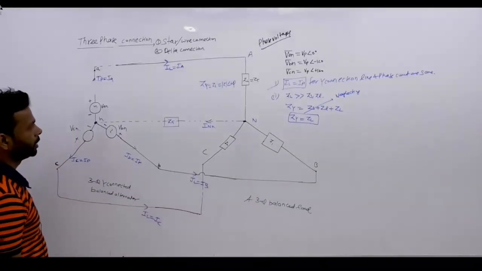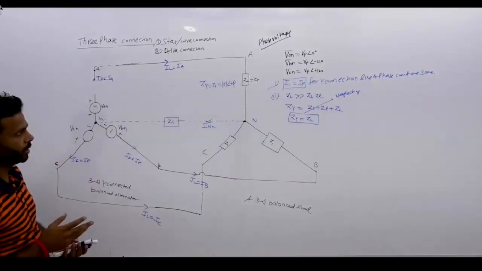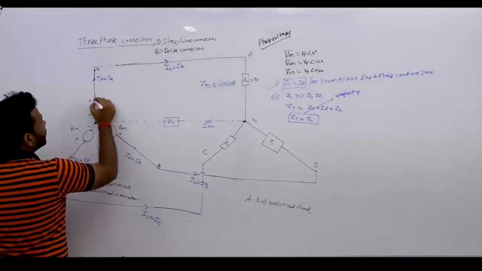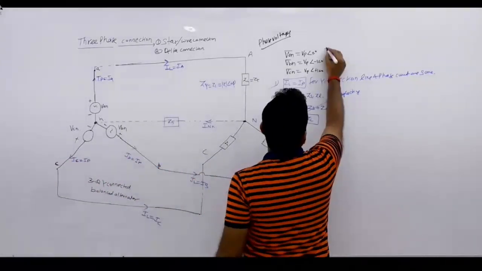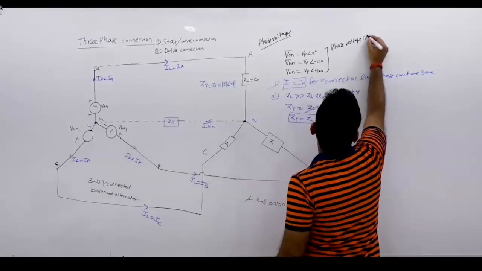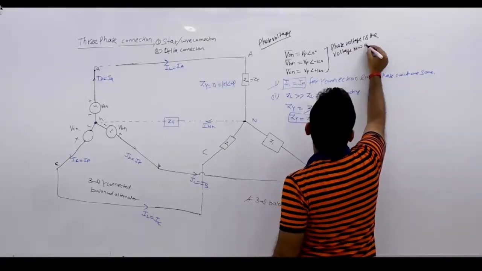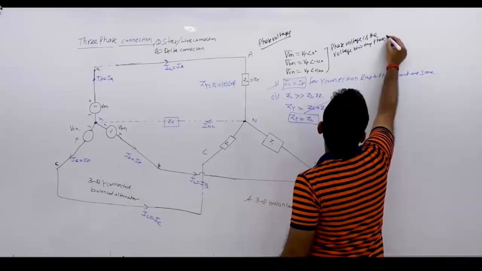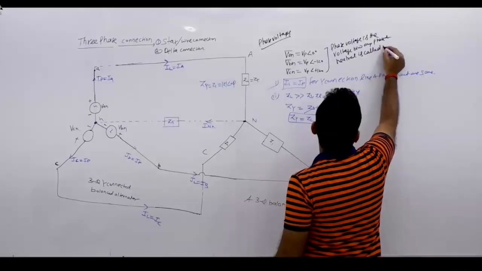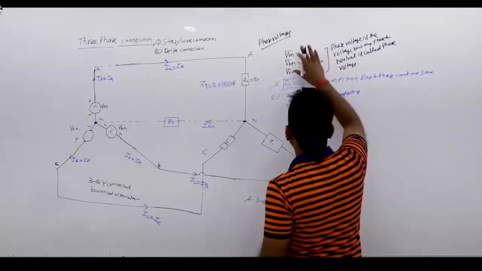Okay, now the second thing that I want to discuss with you is the phase voltage. The phase voltage is the voltage between a phase and neutral. First I will define it here: phase voltage is the voltage between any phase and neutral, and that is called phase voltage. Theek hai yahan tak? So we just defined phase voltage, line current and impedance.